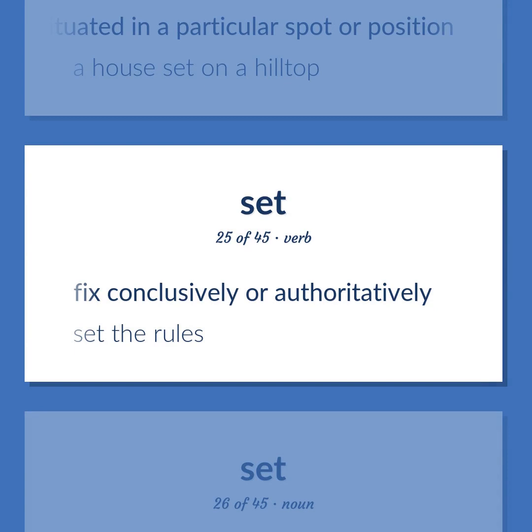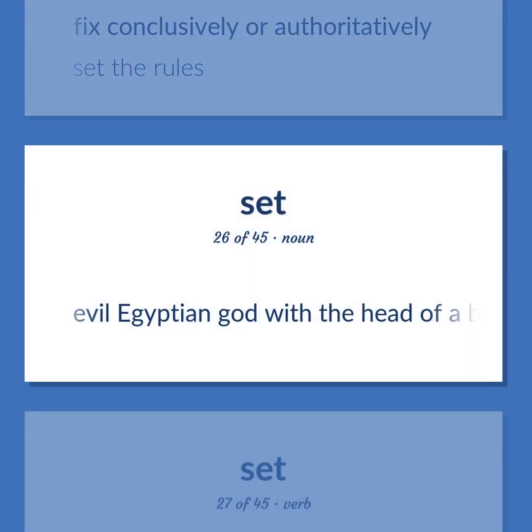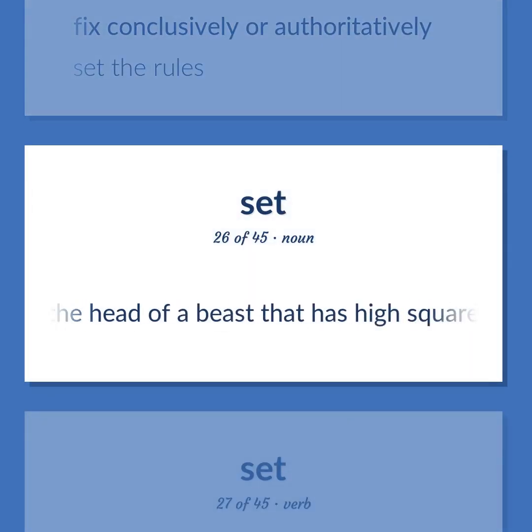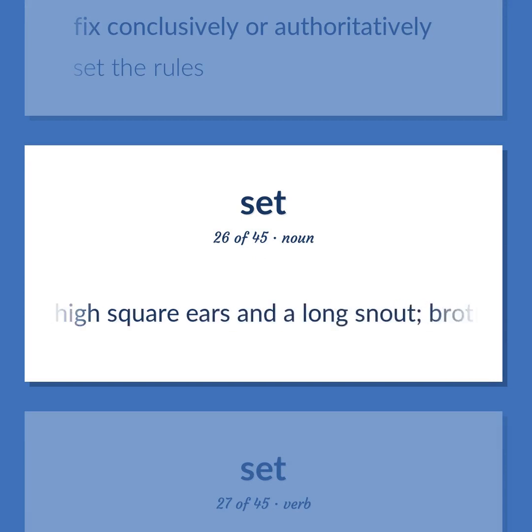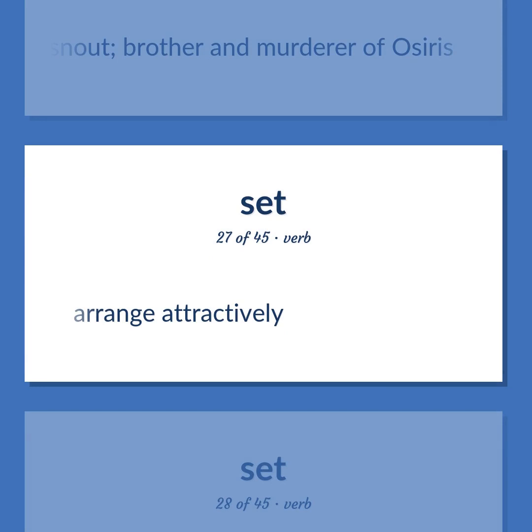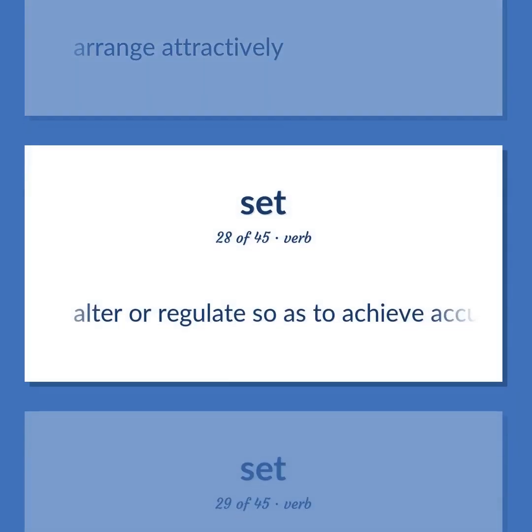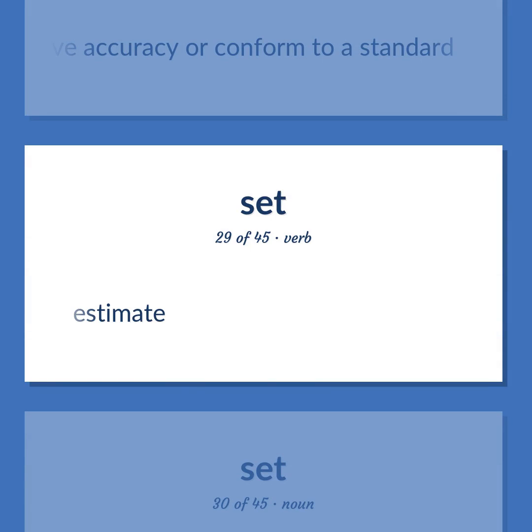Fix conclusively or authoritatively. Set the rules. Evil Egyptian god with the head of a beast that has high square ears and a long snout, brother and murderer of Osiris. Arrange attractively. Alter or regulate so as to achieve accuracy or conform to a standard. Estimate.